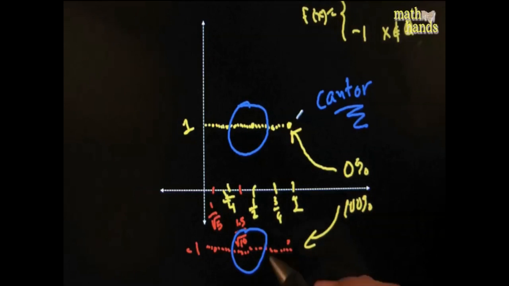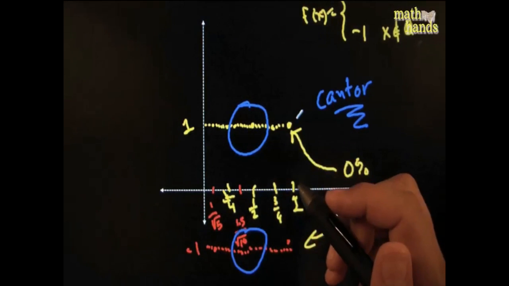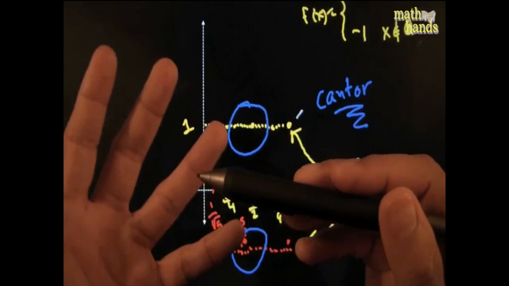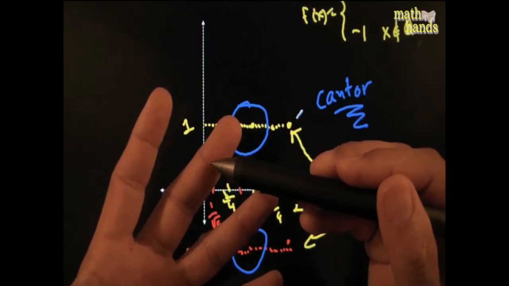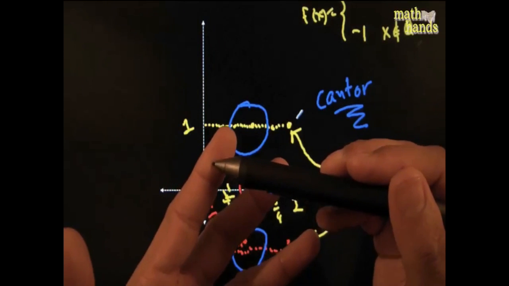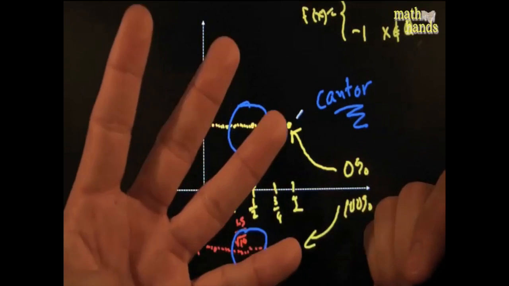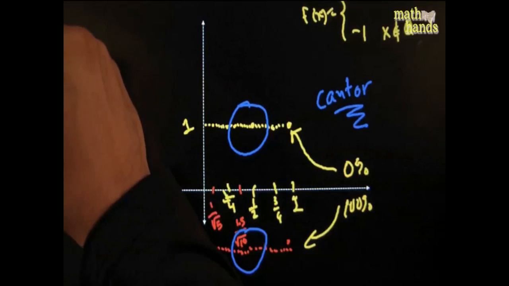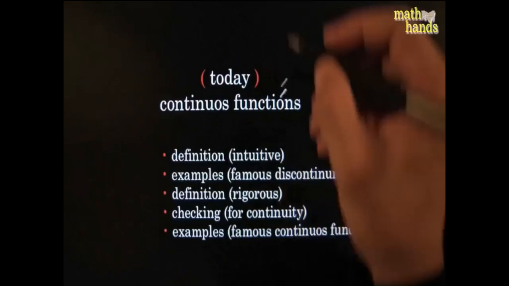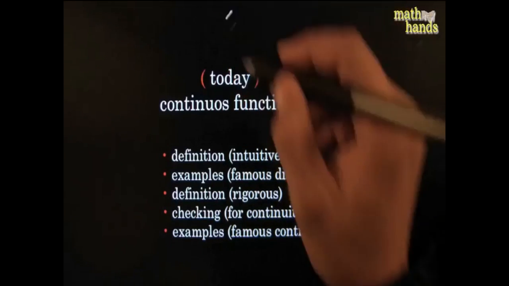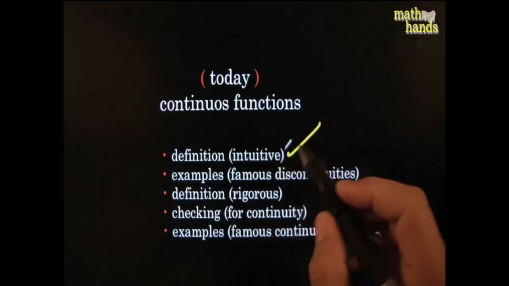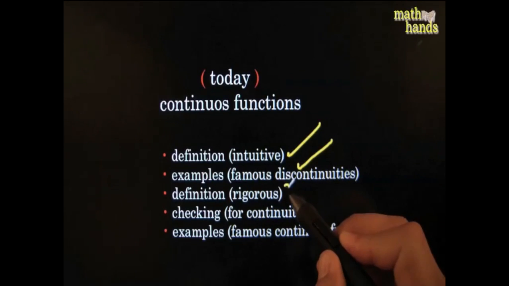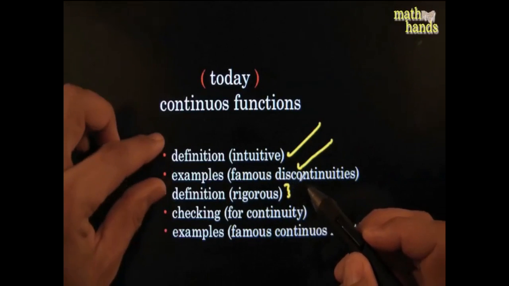All right, so that gives us a preview of some of the most famous discontinuities: the irregular ones, the infinite ones, the jump discontinuities, and the removable discontinuities. And that gives you a good intuitive notion of what it means to be discontinuous. Examples of famous discontinuities.